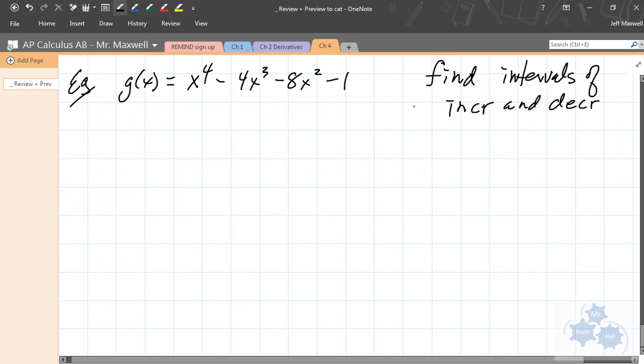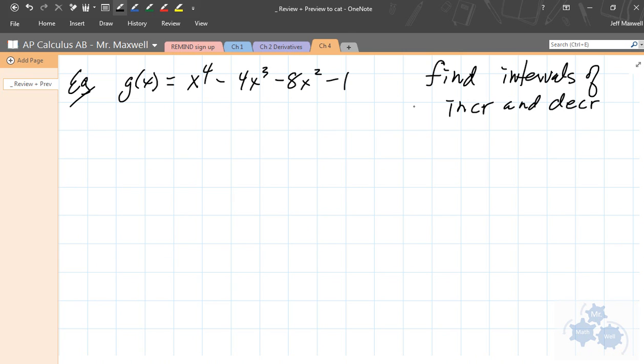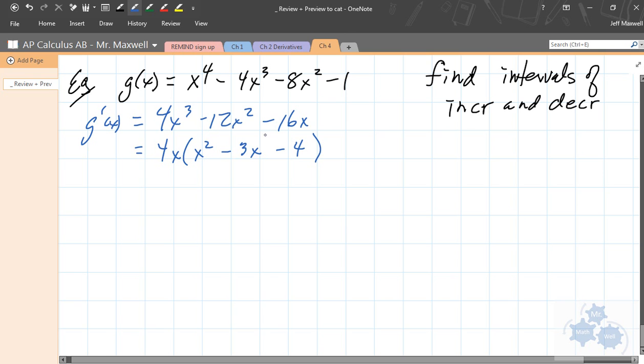Alright, so try this example. Derivative. Factor. All the steps. Now you may have some issues when you get to the factoring of the derivative. I'm not sure, but give it a try. Okay, here's your derivative, factor it out. Now that's really easy, see? Quadratic. You don't even need to do synthetic division.